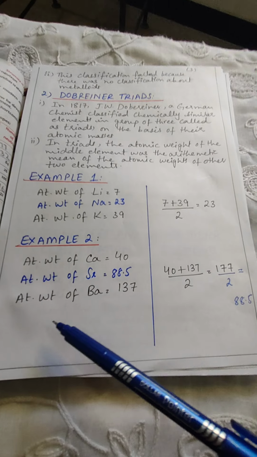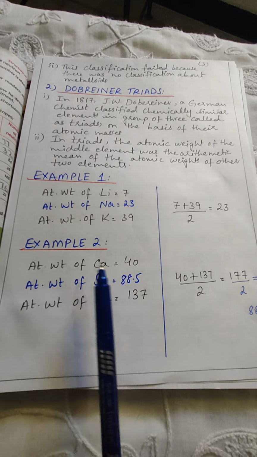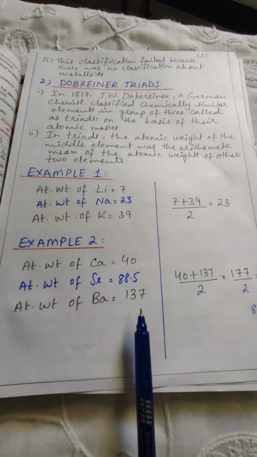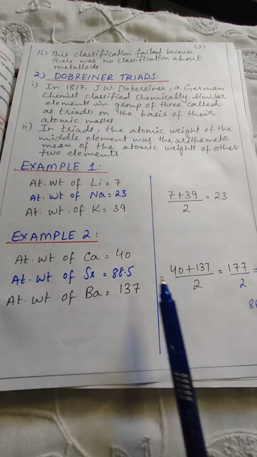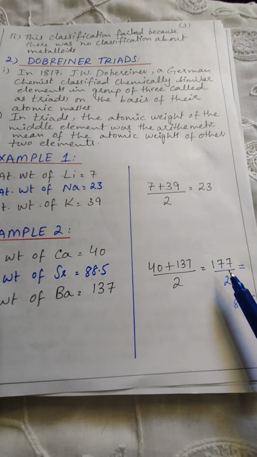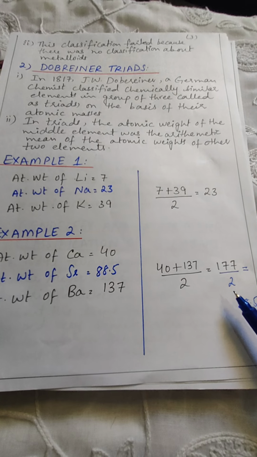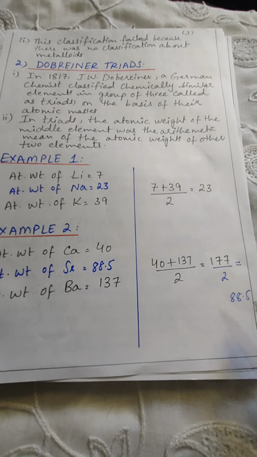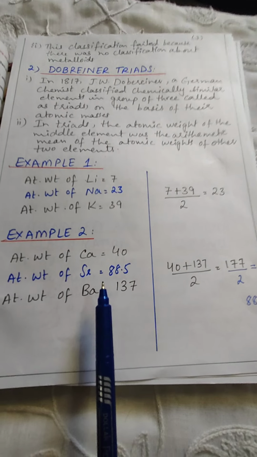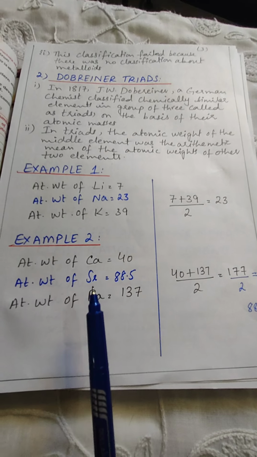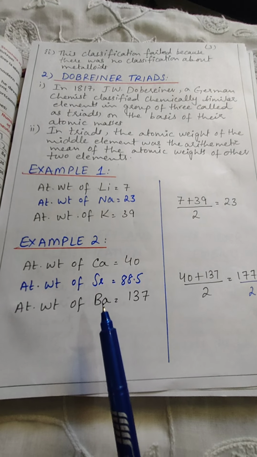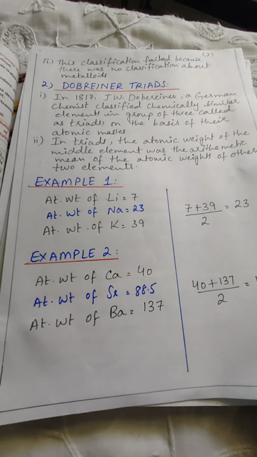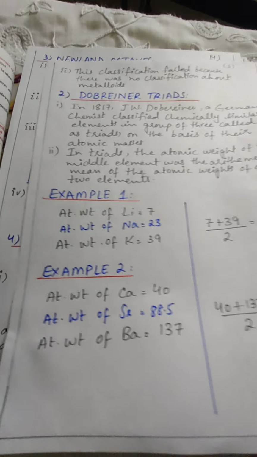Another example: if we select calcium, the atomic mass of calcium is 40, while that of barium is 137. If we sum up the atomic masses of calcium and barium, we get 177. 177 should be divided by 2 to get the mean. So here we get the answer, 88.5. This 88.5 is the atomic mass of strontium. That's why strontium is placed between these two elements. In this way, Dobereiner made groups of 3 elements called triads.